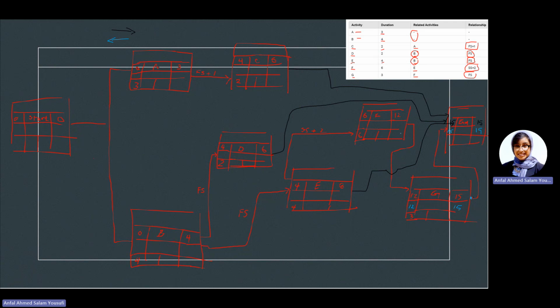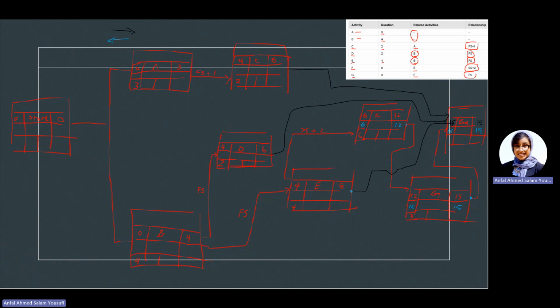Okay, so let's do F as an example. In F, we're only having one output that is coming from G, meaning the latest I can start this one would be the latest I can finish the one before, which is 12. And to get the latest start, it'd be 12 minus 6, that is a 6. Hope that is clear.